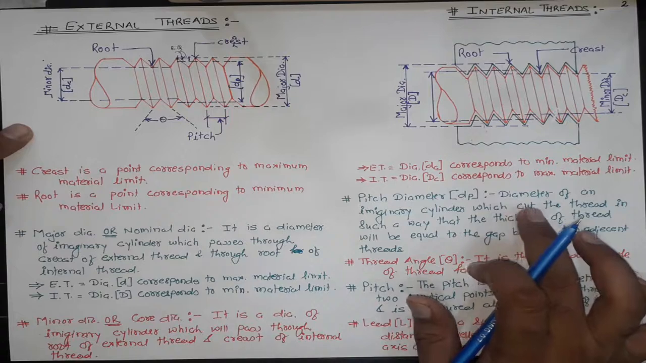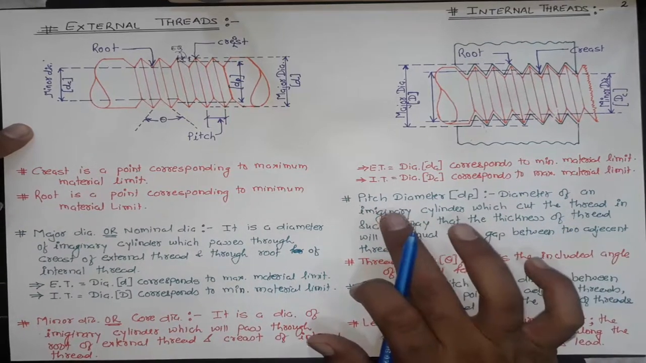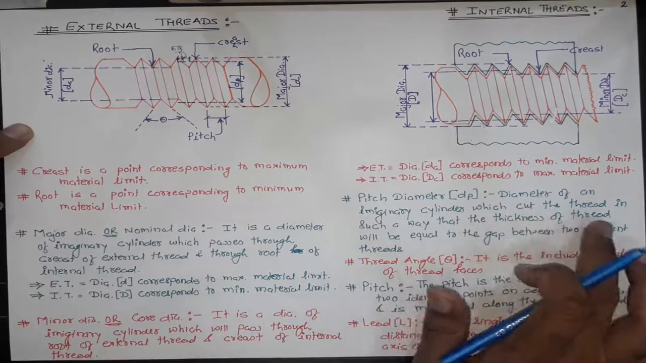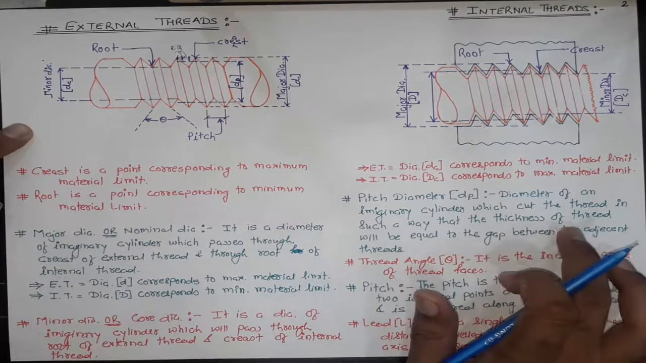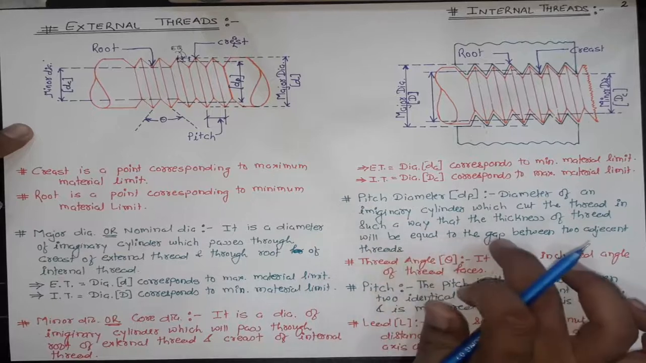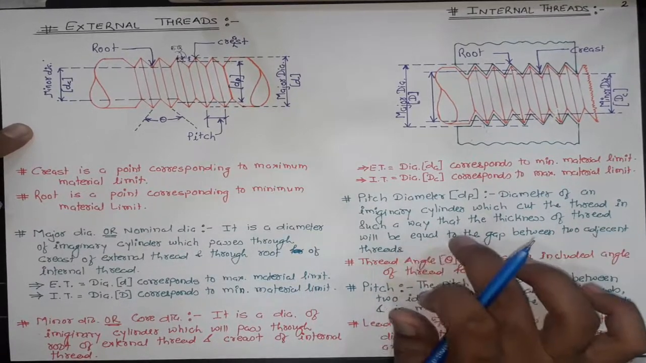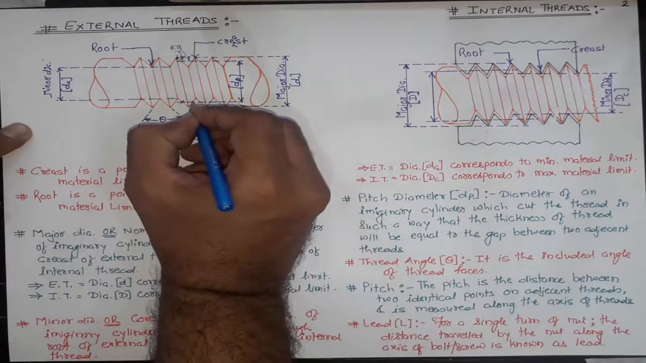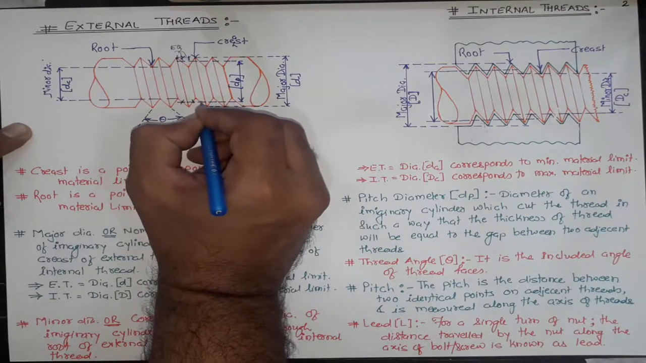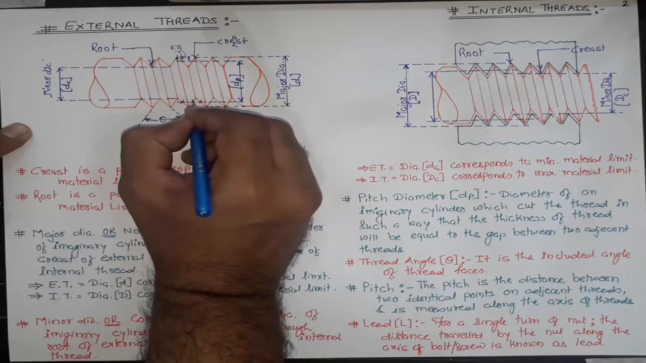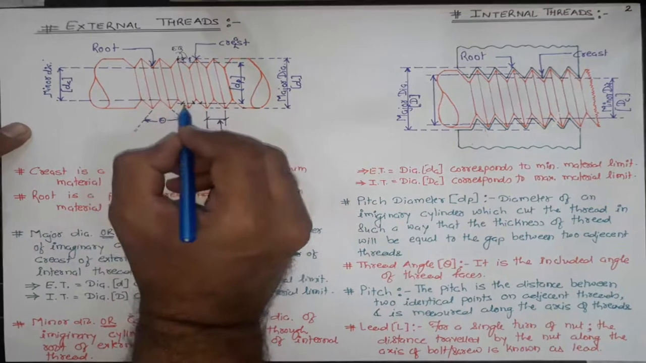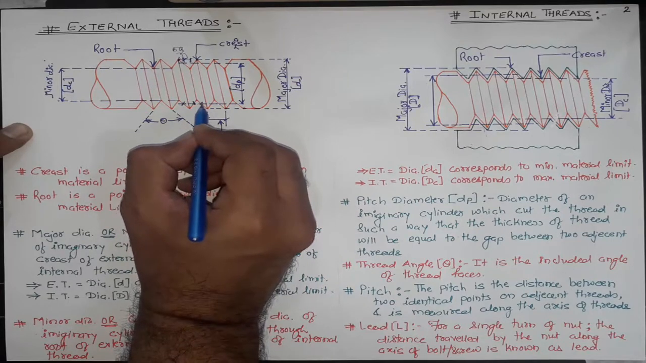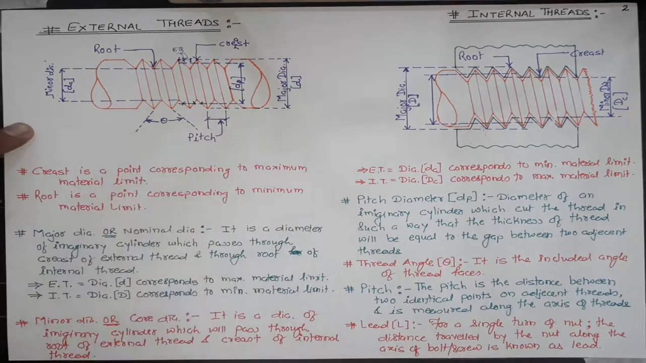I would like to repeat my statement. The pitch diameter is the diameter of an imaginary cylinder which cuts the thread in such a way that the thickness of the thread will be equal to the gap between the two adjacent threads. In other words, this thickness of thread will be equal to the gap between these two threads.